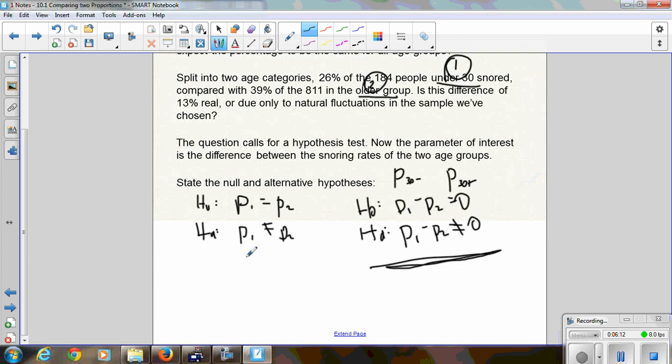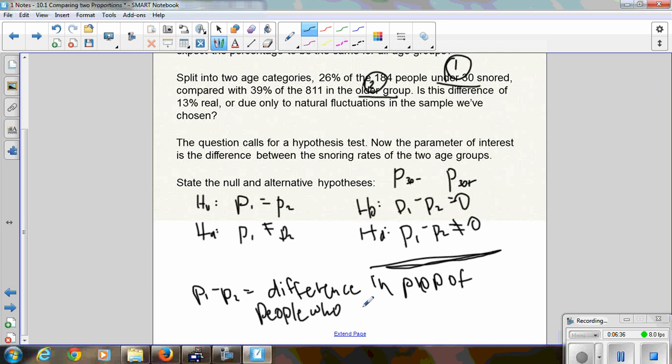However, in your definition, remember how we always have to define our parameters? You're going to want to define the difference in proportion of people who snore, but you're also going to want to indicate that you're doing the under 30 group minus the over 30 group. You want to make sure that you're defining how you're doing the subtraction so that it's very clear to anyone else who's reading your results.